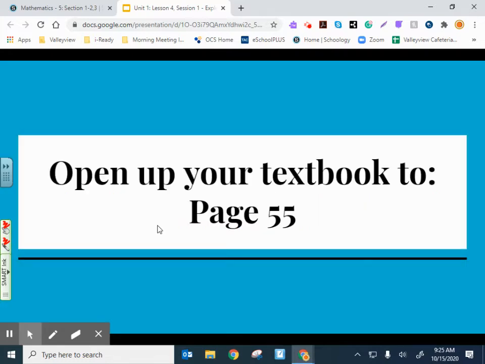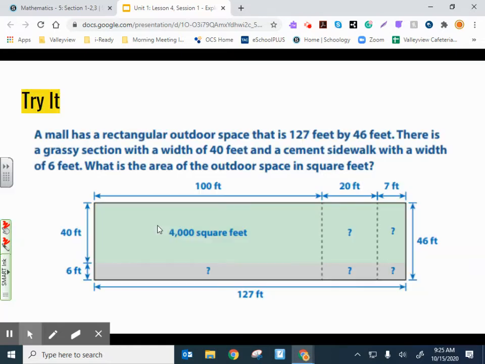All right, page 55 is where we're going to start our notes for today's lesson. You will recognize this. This is very similar to our area model example we used earlier. A mall is a place where you just do a lot of shopping. A mall has a rectangular outdoor space that's 127 feet by 46 feet.